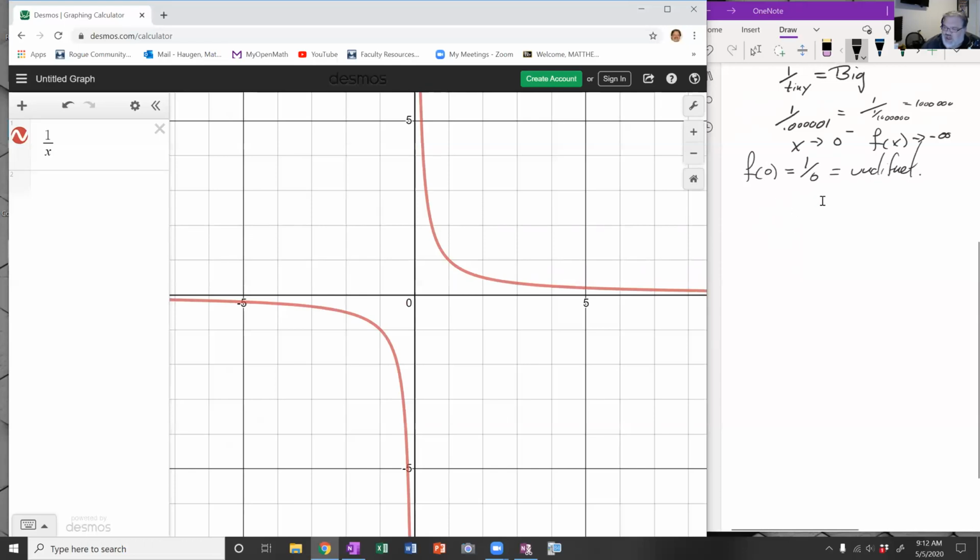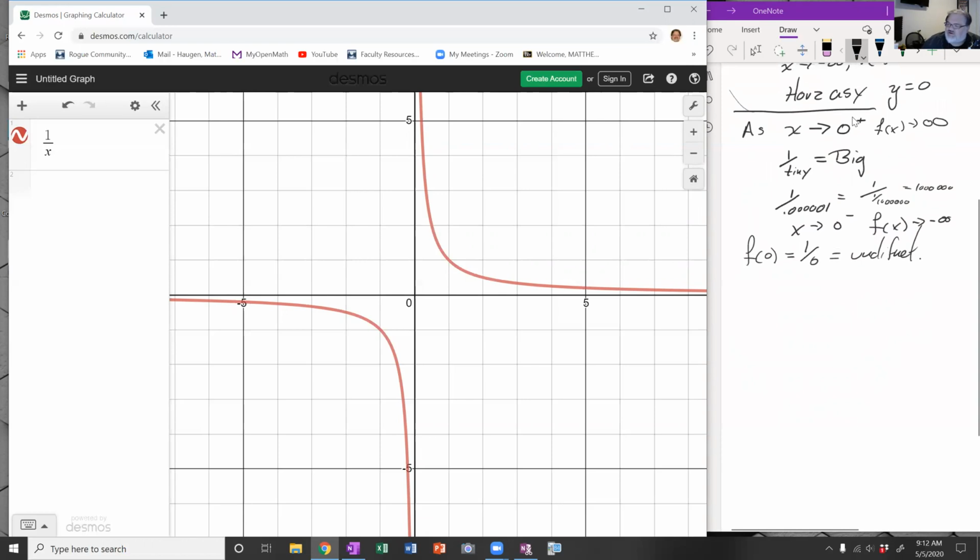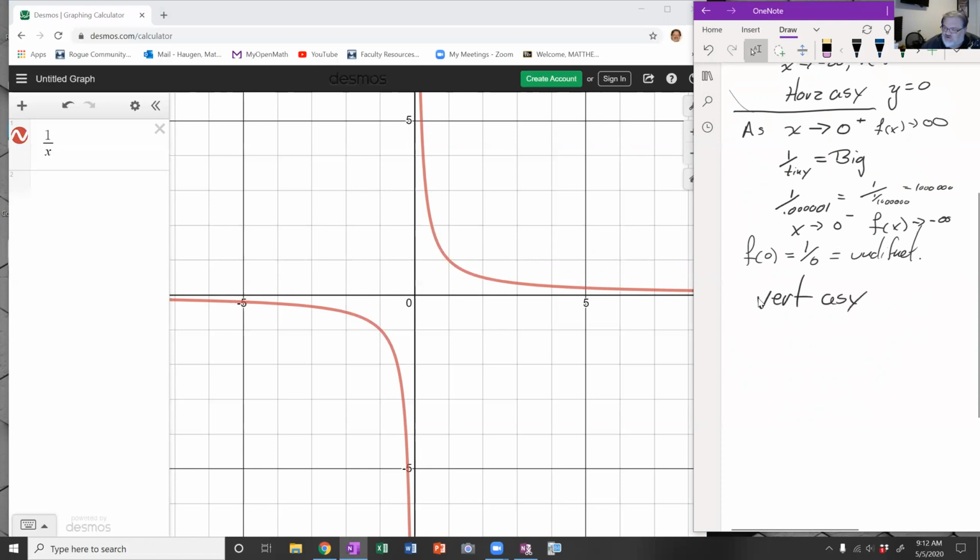So just like we had a horizontal asymptote at y equals 0, we have a vertical asymptote here at x equals 0, not only because the function isn't defined at 0, but because as we get close to that 0, the function screeches off towards negative and or positive infinity, creating that asymptotic effect. So that's our basic 1 over x function.